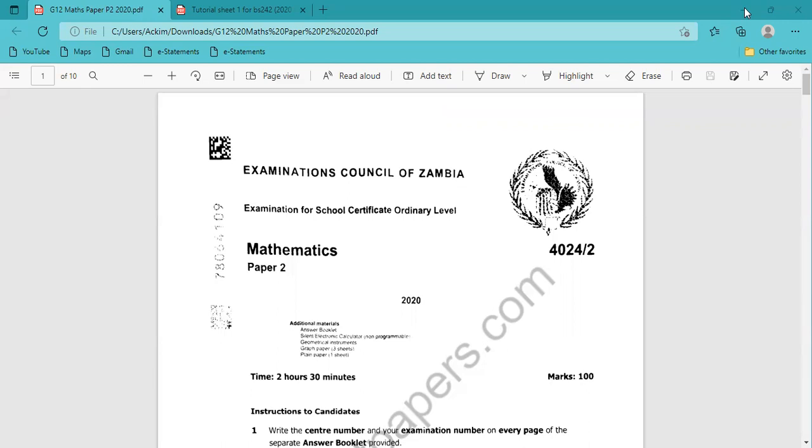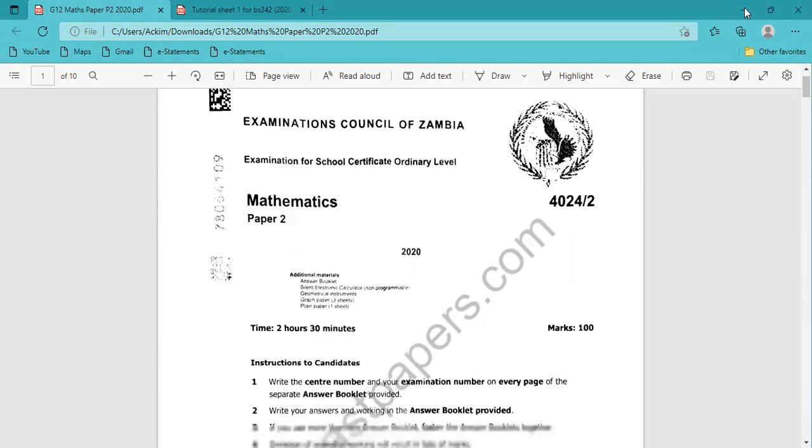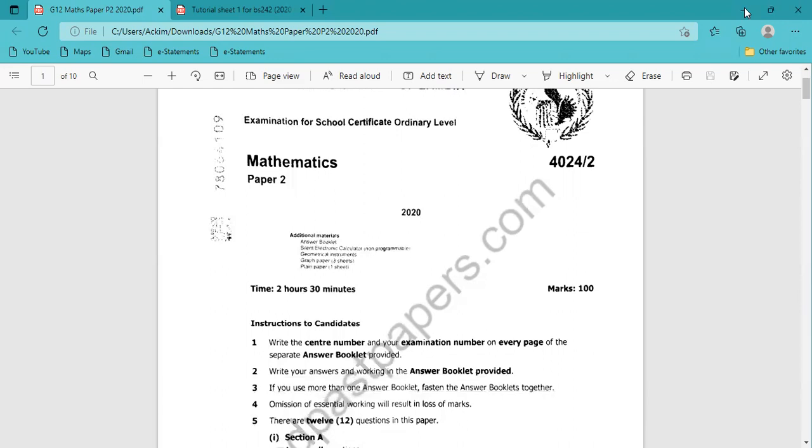We are looking at the Examination Council of Zambia special case, Mathematics Paper 2. Our focus is to assist those that are in exam classes and those that are willing to prepare for themselves for grade 12 and GCE.